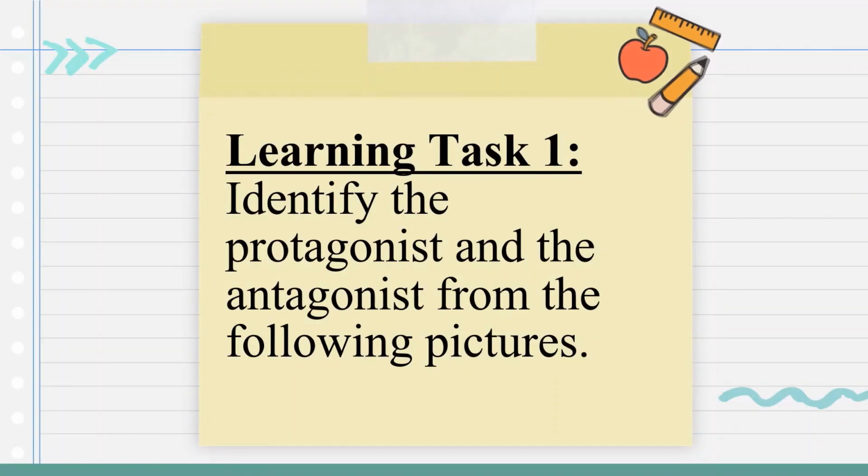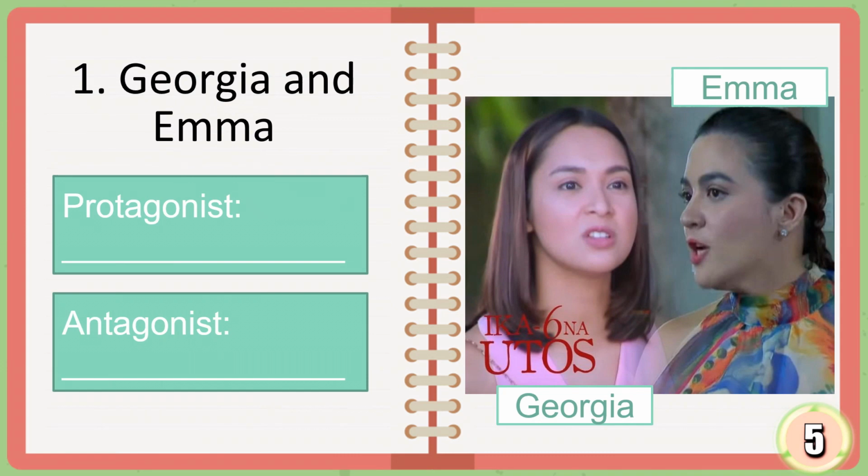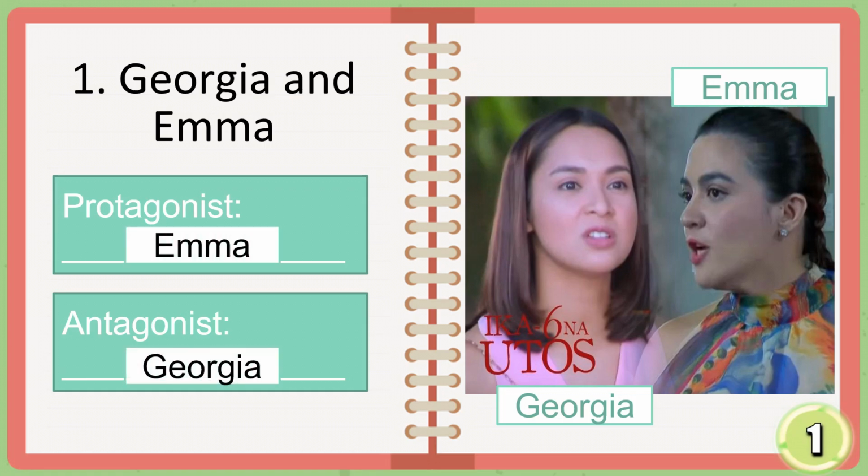Now, let's try figuring out which is the protagonist and antagonist. In this activity, identify the protagonist and the antagonist from the following pictures. Number 1. Georgia and Emma from the drama Ika-6 na Utos. Who do you think is the protagonist and who is the antagonist? The protagonist is Emma and the antagonist is Georgia. Very good!